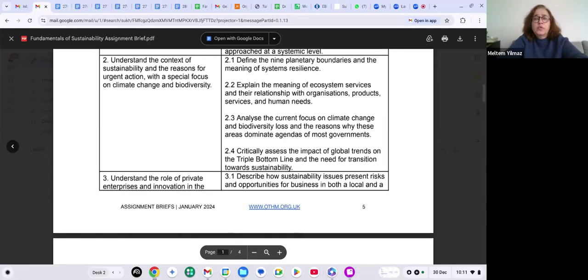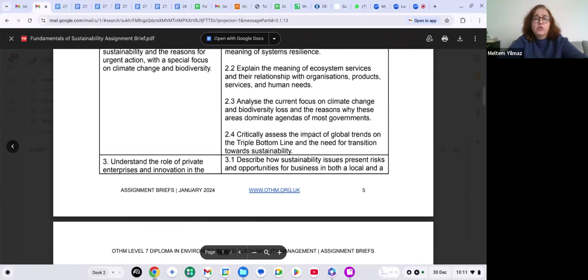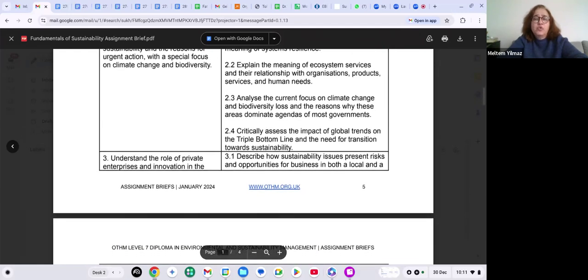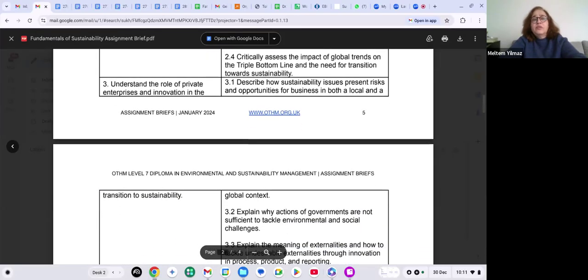Analyze the current focus on climate change and biodiversity loss and the reasons why these areas dominate the agendas of most governments on a national scale. Critically assess the impact of global trends on the triple bottom line and the need for transition towards sustainability. And the third learning target was to understand the role of private enterprises and innovation in the transition to sustainability.